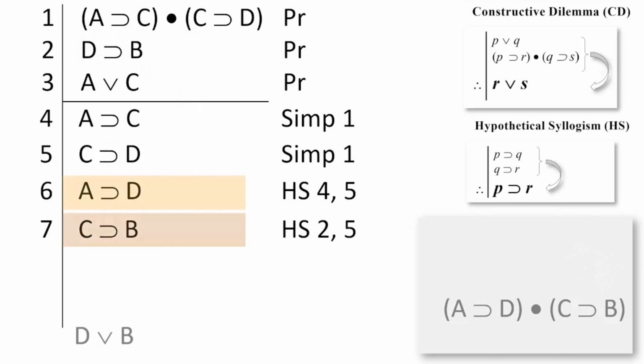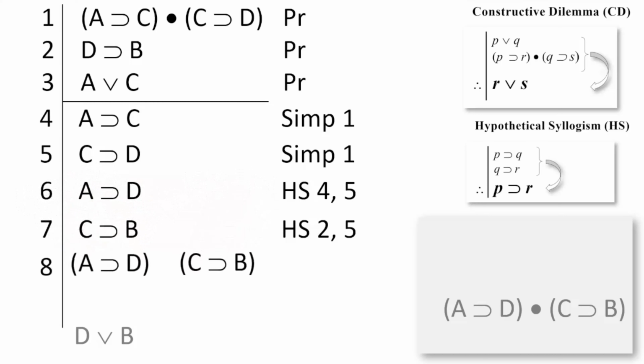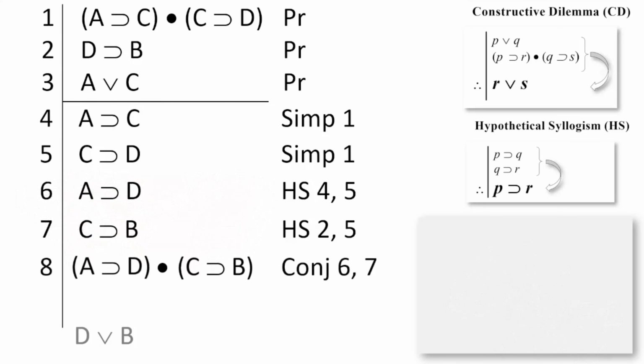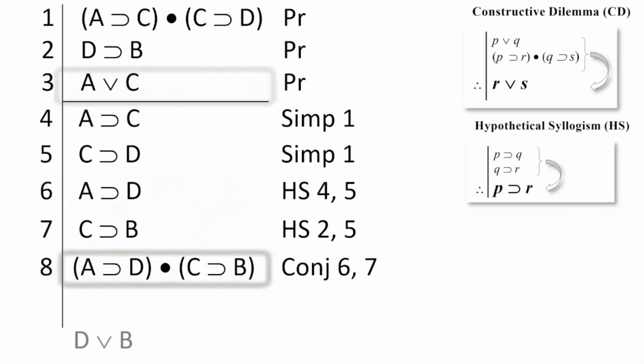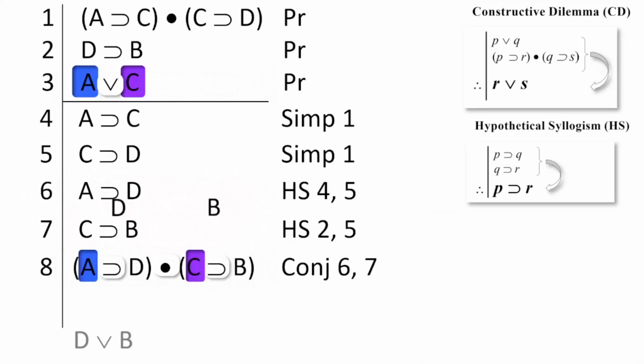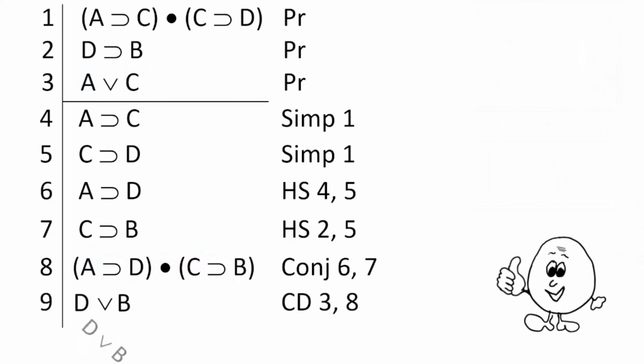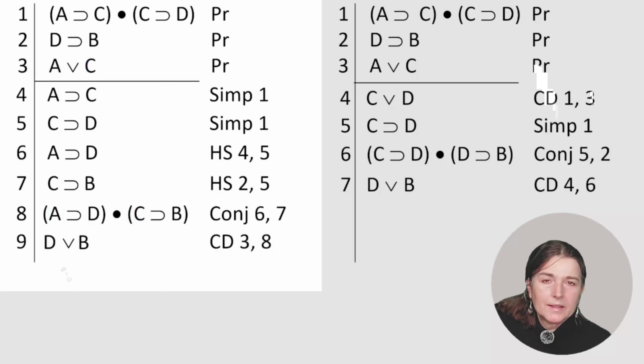And now we are ready to apply conjunction to lines 6 and 7. We get the missing conjunction that was required to apply Constructive Dilemma to premise 3. And we are done. I mean, this just goes to show that some of the proofs you can do in different ways. Do them in the way you find more intuitive.